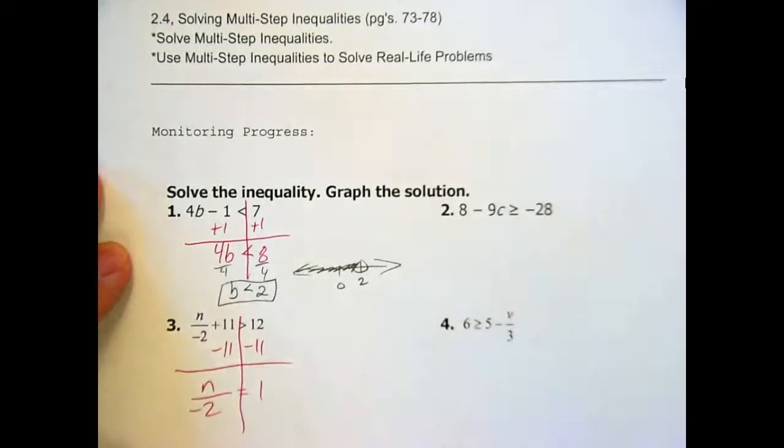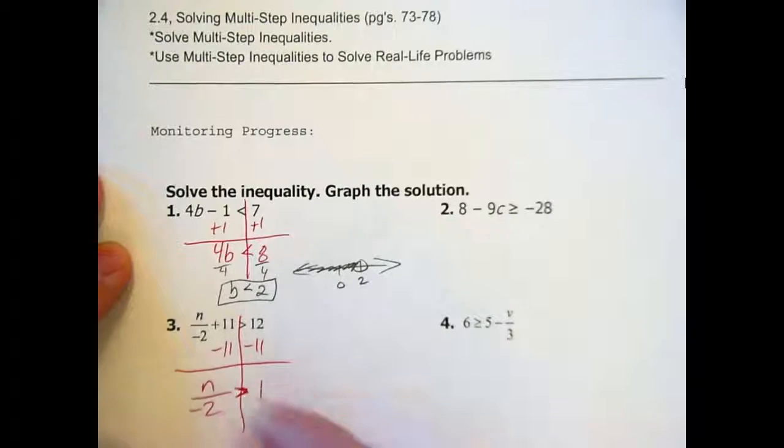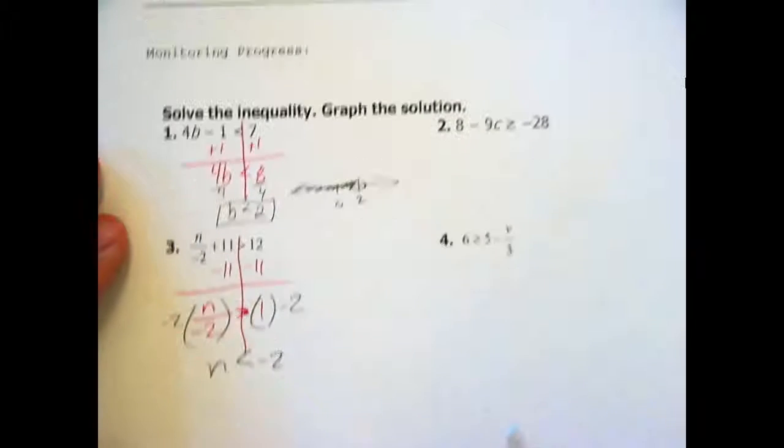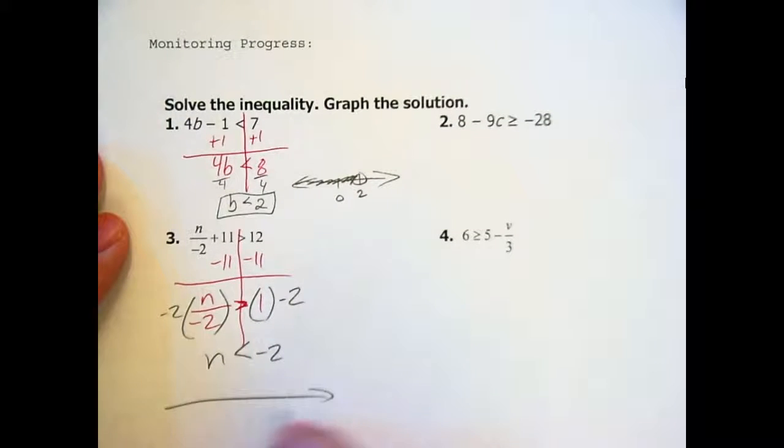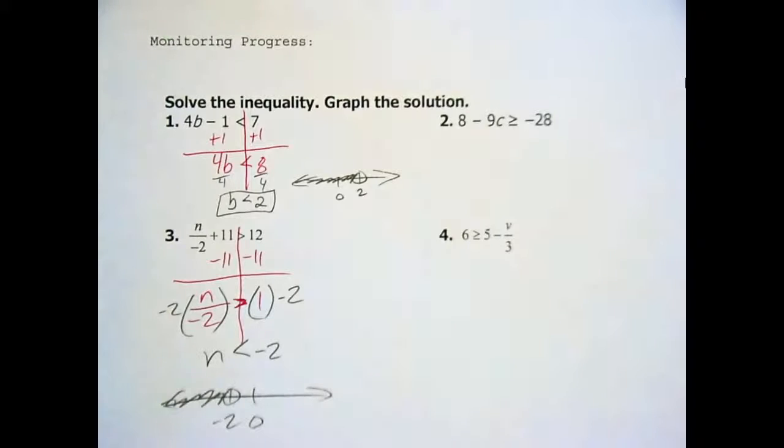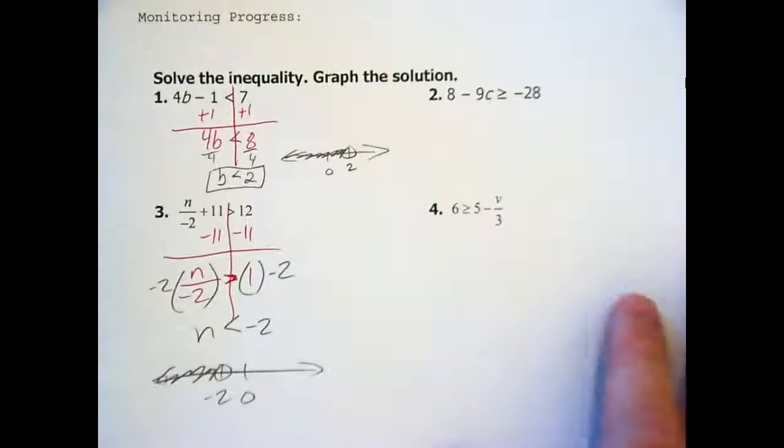Oops. Messed up the sign. Make sure to flip that sign because you multiply by a negative. How many got number 3? Okay, so it's just basic, the equations we've been doing, just with the rules within inequalities. Any questions on those two?